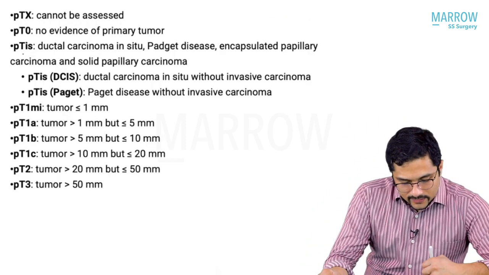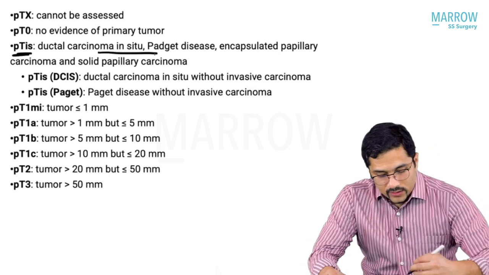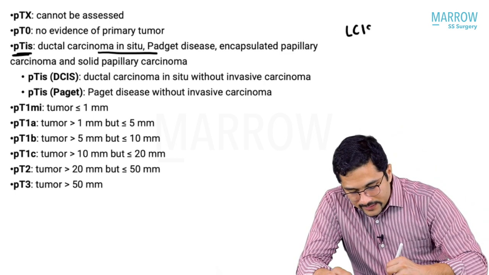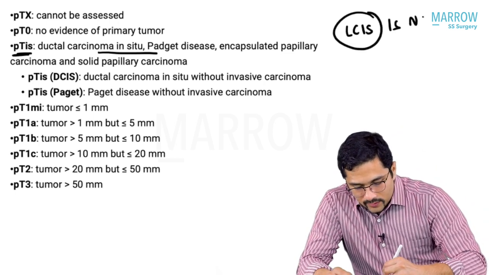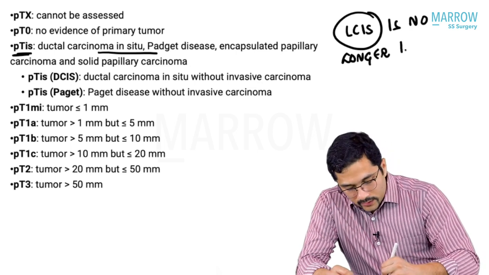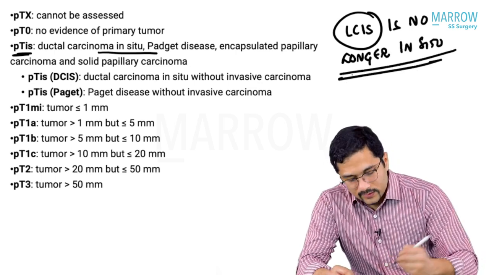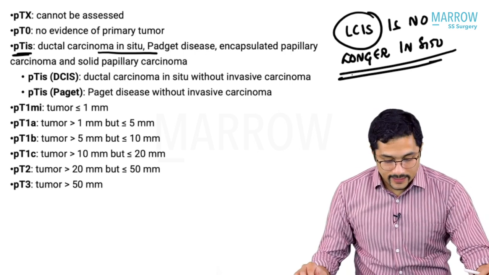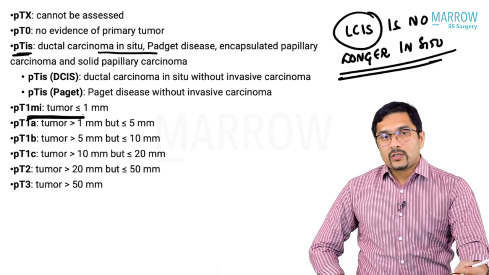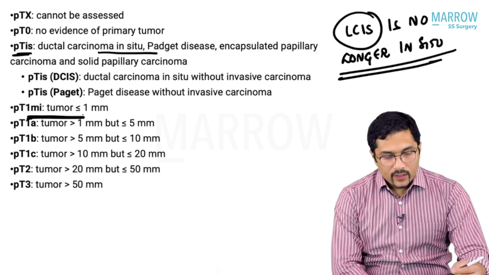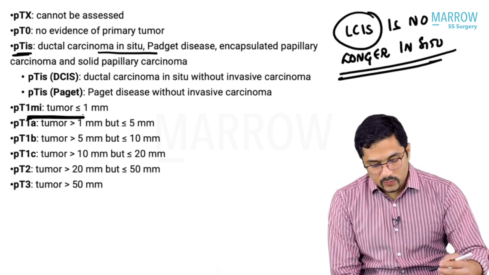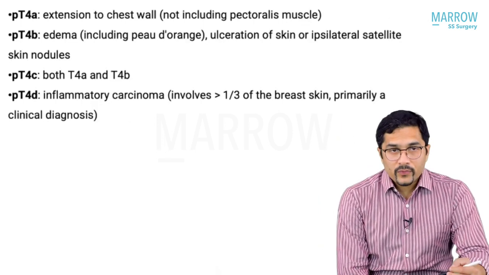So, Tis is ductal carcinoma in situ or Paget's disease. You should know that in the 8th AJCC classification, LCIS is no longer in situ. Lobular carcinoma in situ is no longer considered an in situ cancer. T1 microscopic is again an important definition, less than or equal to 1 millimeter. T1, I have already told you, is still up to 2 centimeters, T2 is 2 to 5, T3 is more than 5.